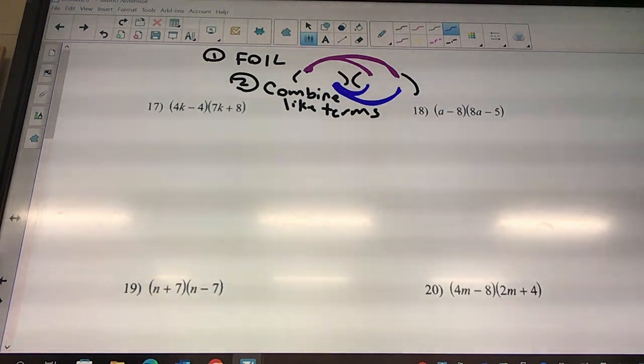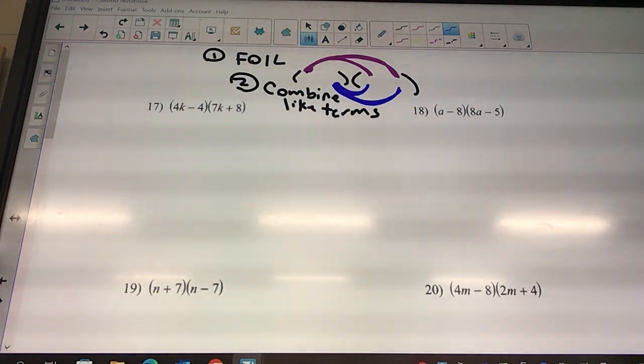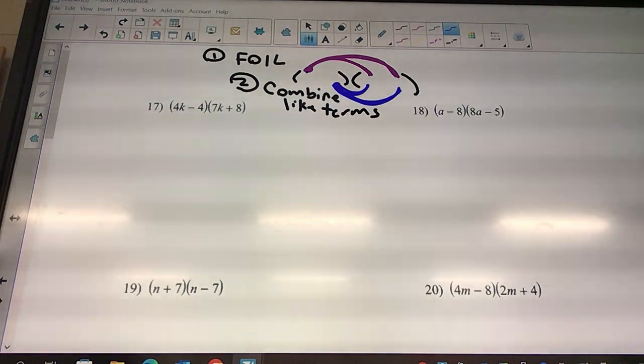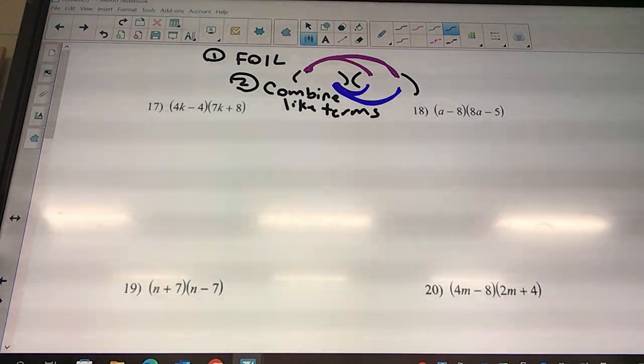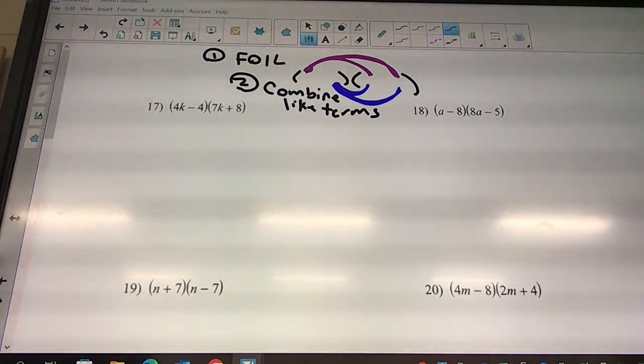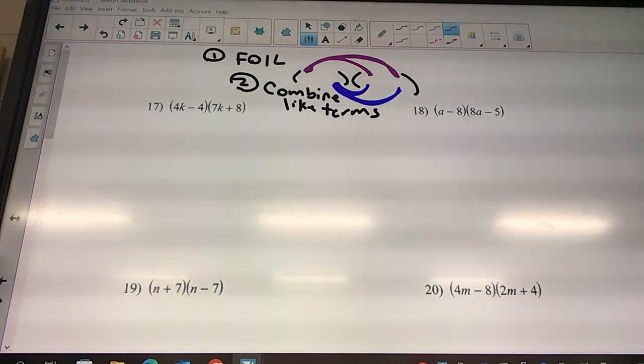Okay, and again, just like you did on the other page, when you're timesing, you times the big ones, and then you add up all the m's or k's or whatever. Okay, and then lastly, you're just going to have an additional step, which is to combine like terms. So it's nothing too crazy.